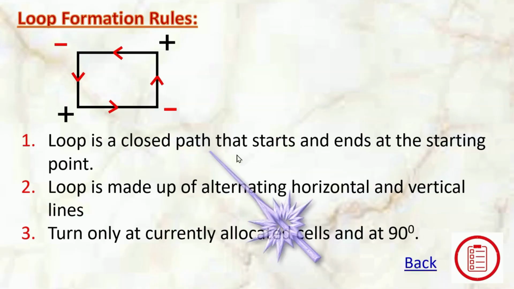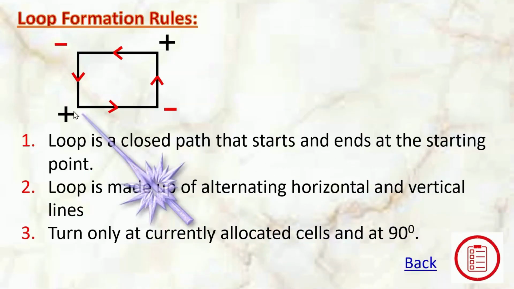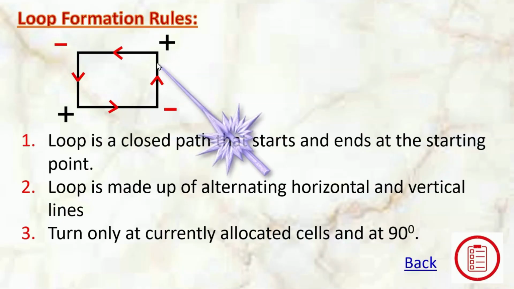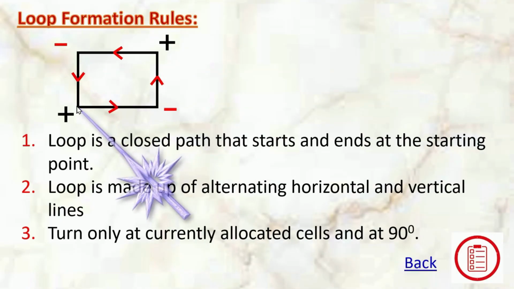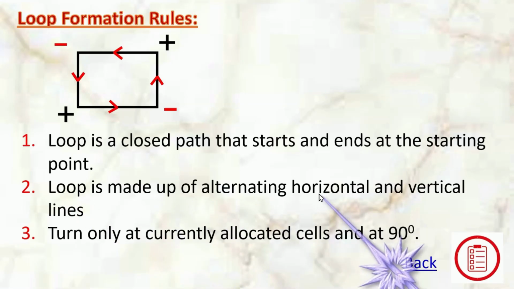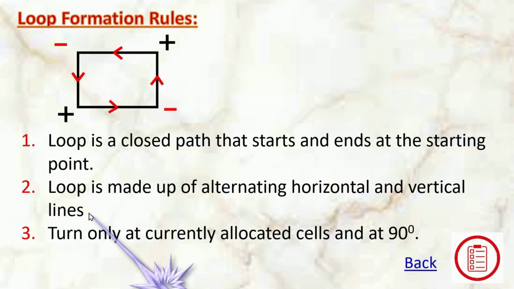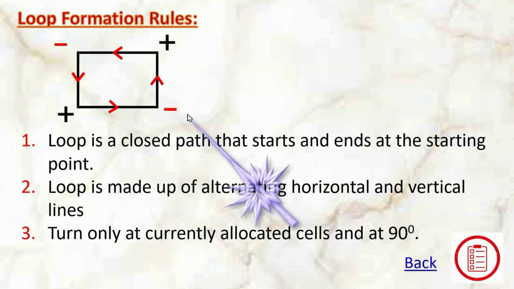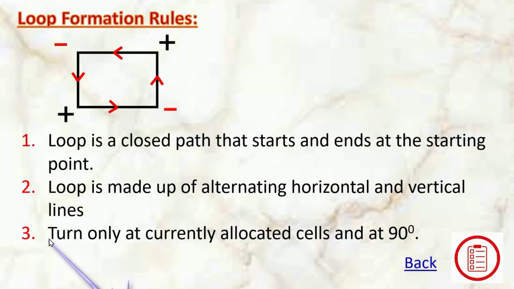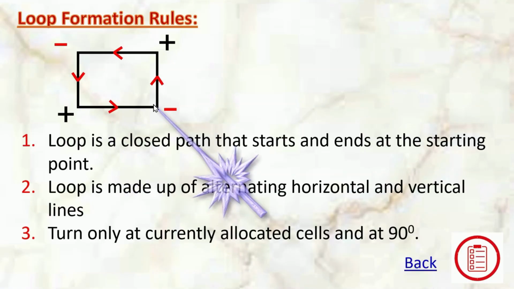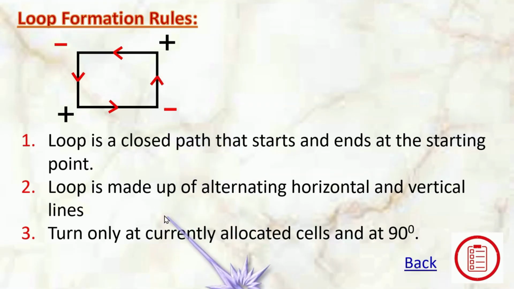The loop is a closed path that starts and ends at the starting point. So if you are starting the loop from here, you must go and come back and end at that starting point. Then the loop is made up of alternating horizontal and vertical lines. So you must not go diagonally. You must go horizontally or vertically. Then, turn only at currently allocated cells and at 90 degrees. So as you are moving, you must turn only at a cell that has entries, an allocated cell. You can't turn at an empty cell, and you must turn either left or right. These are the rules for forming a loop.